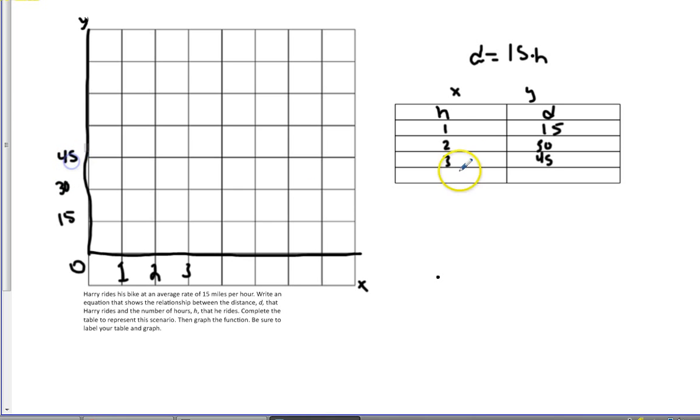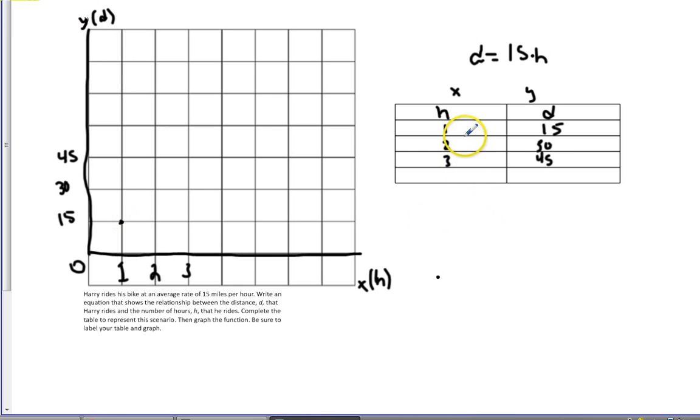So I go ahead and graph the ordered pairs. Remember, this is 1 and 15, so I do 1 hour means 15 miles. And we can call this hours. We should probably label off to the side here. This stands for H for hours. And then this one stands for Y, our distance. Okay, so we put a dot right here for 1 and 15.